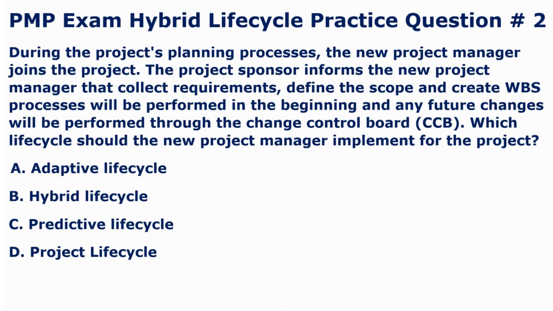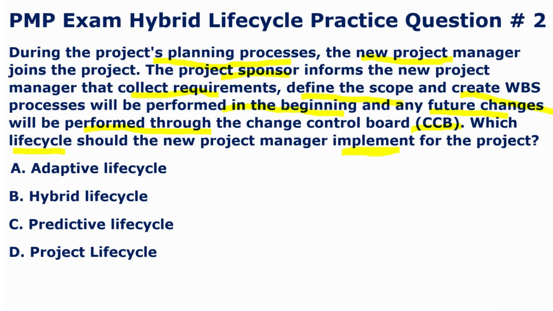Let's review the question. The question's first line states that the new project manager joins the project during the planning process. The second line states that the project sponsor informs the new project manager that collect requirements, define scope, and create WBS processes will be performed at the beginning of the project. Also, he informs the project manager for this project any changes will be performed through the change control board. The last line asks you to confirm the life cycle to be implemented for this project. Let's review all the options one by one.